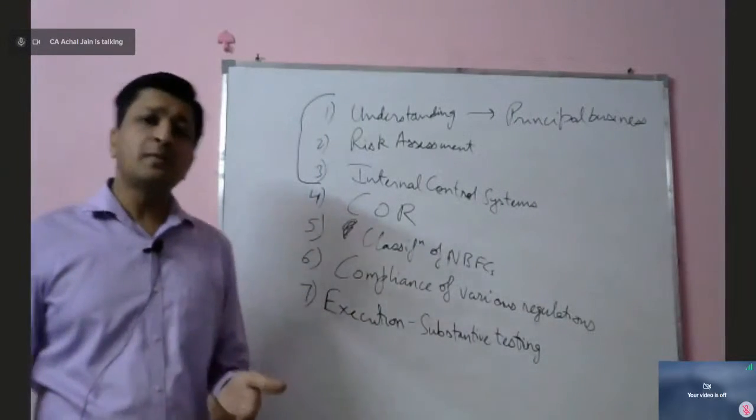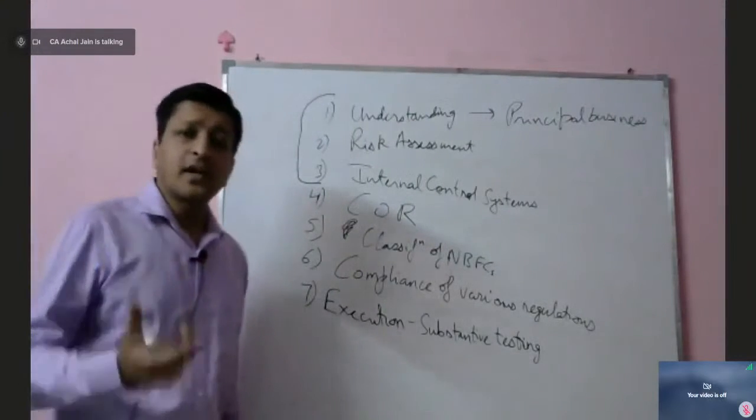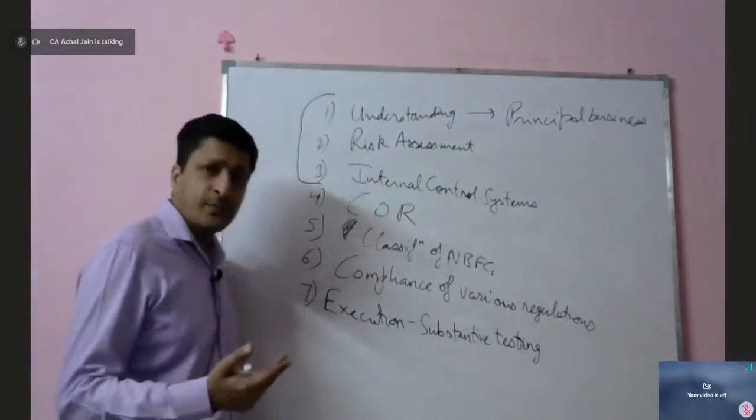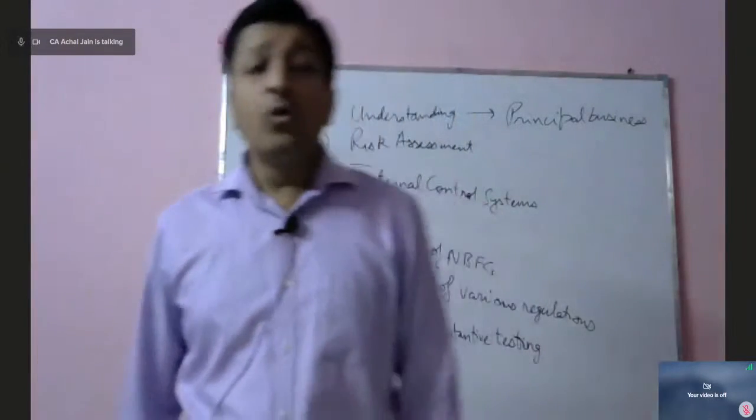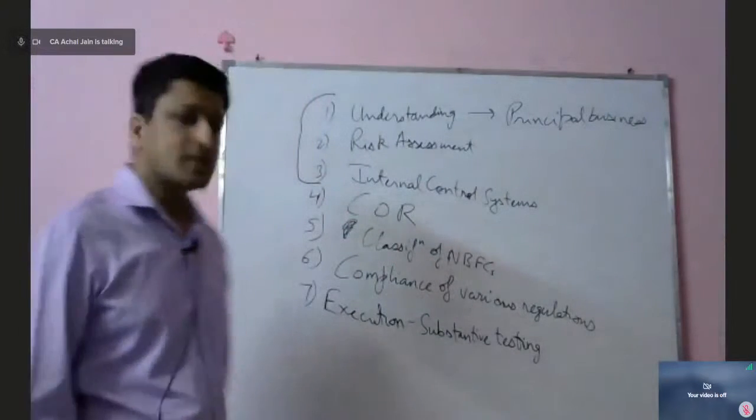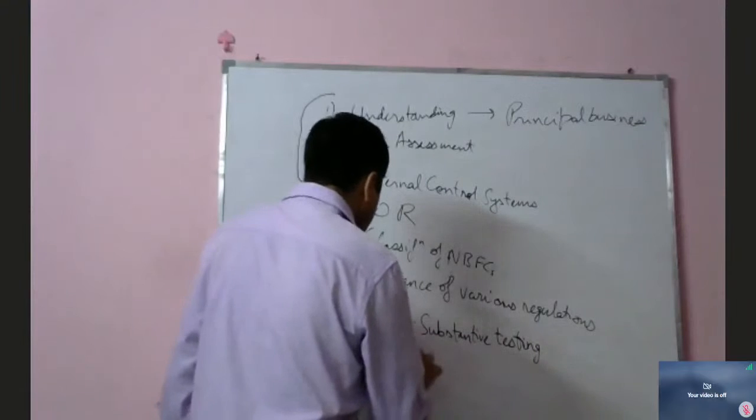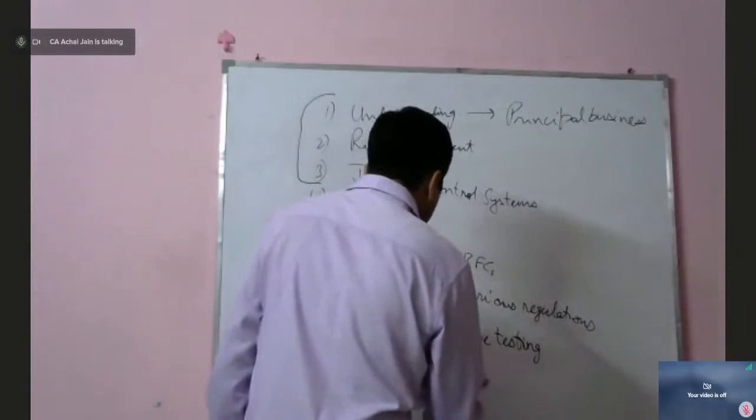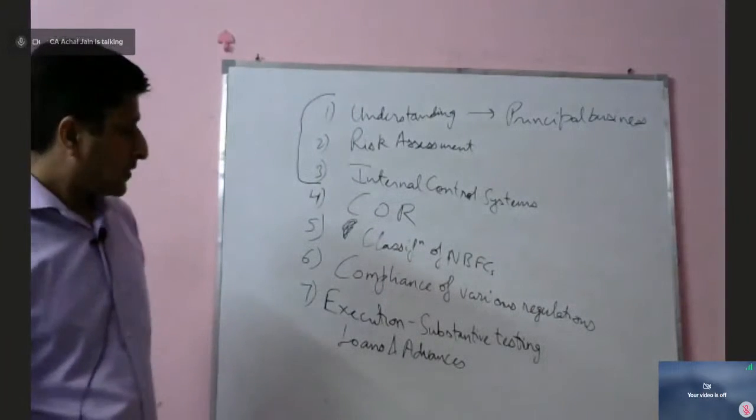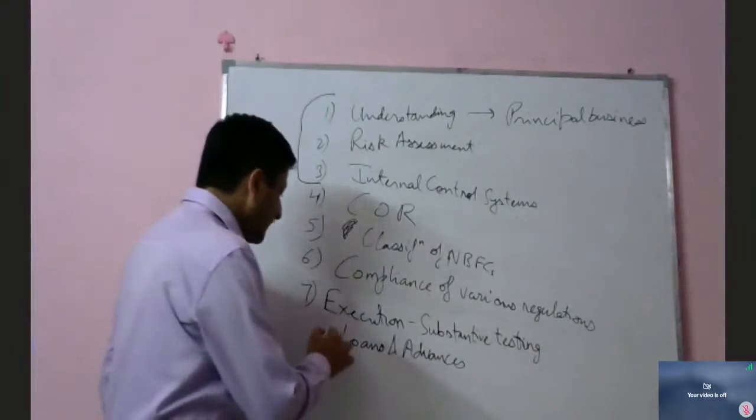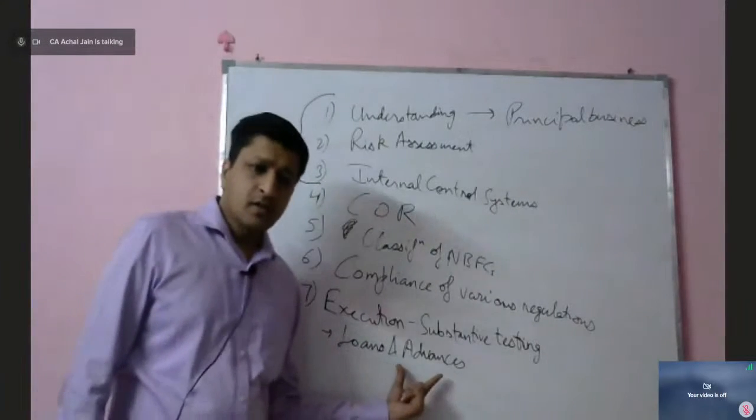And in relation to an NBFC, what will he focus on? He will focus on some of the critical items of the financial statements. And for an NBFC, what will be the most critical item on its balance sheet? Advances. Loans and advances will be the most critical item on its balance sheet. So various procedures will have to be structured around the audit of loans and advances.